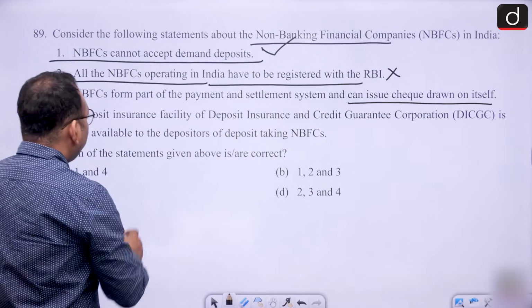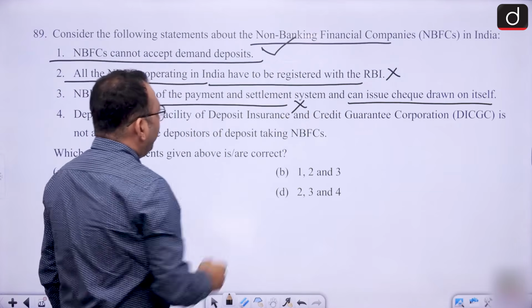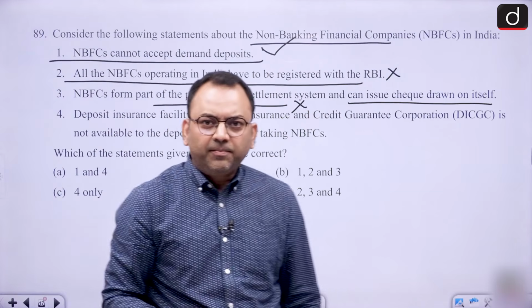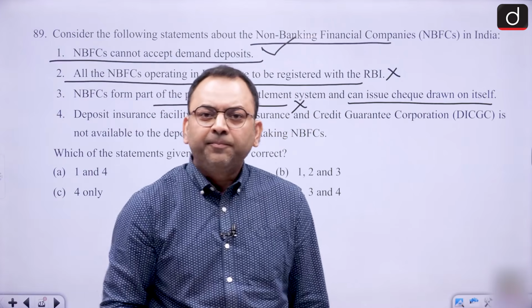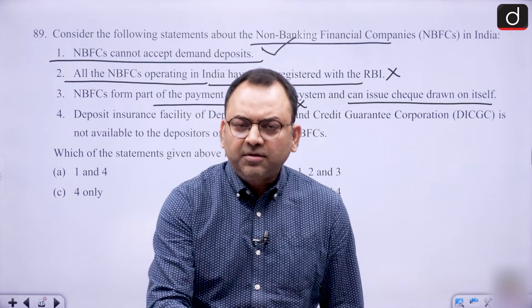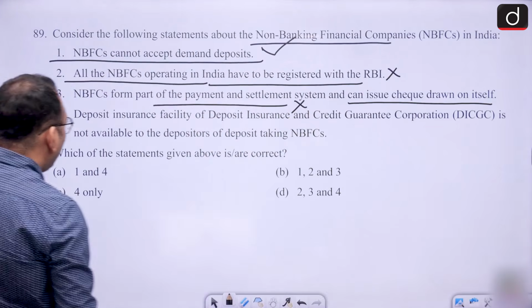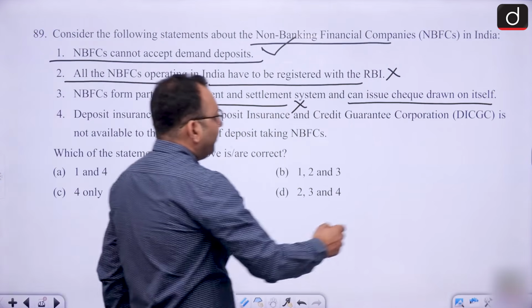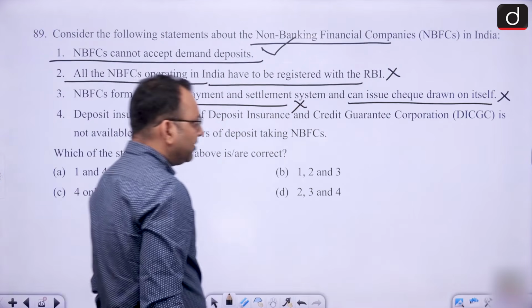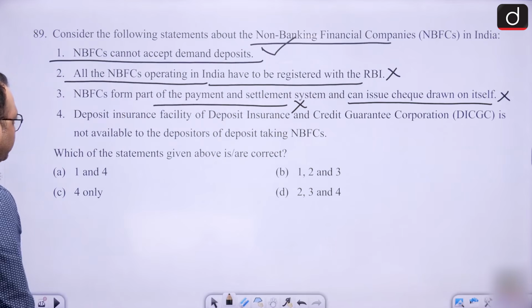So NBFCs can't be a part of the payment and settlement system, right? The checks will be of the banks. NBFCs are just the customers of the banks, right? So they are not a part of the payment and settlement system. Only banks can be a part.